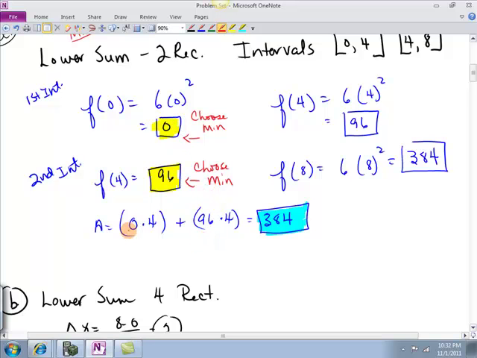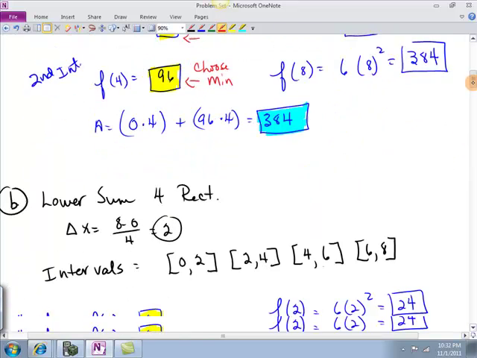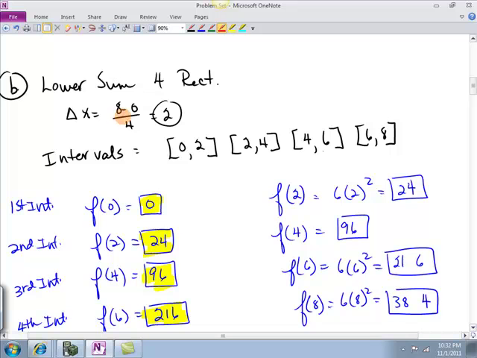These are your heights. 0 times the width of the rectangle plus 96 times the width, and we get 384. All right, let's do it with 4 rectangles. Our delta x ends up being 2 because we divided by 4, and so now our intervals are right here.